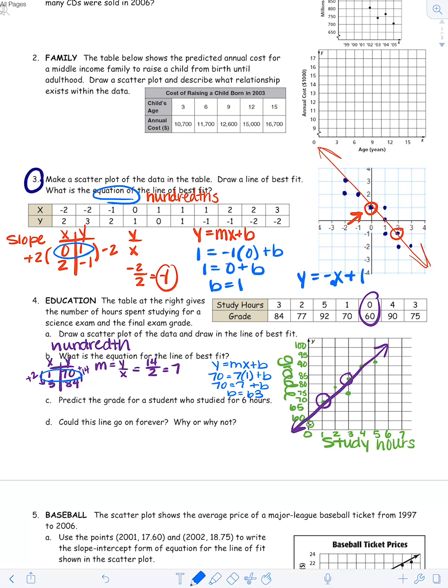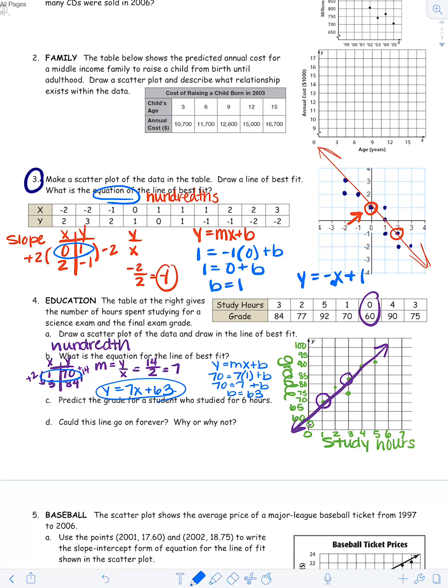So this is even saying like 63 is where it hits. So my equation would be y equals 7x plus 63. And again, it varies based off of where your line of best fit is. But I should be around 60 when I look at this graph, and that I can see.